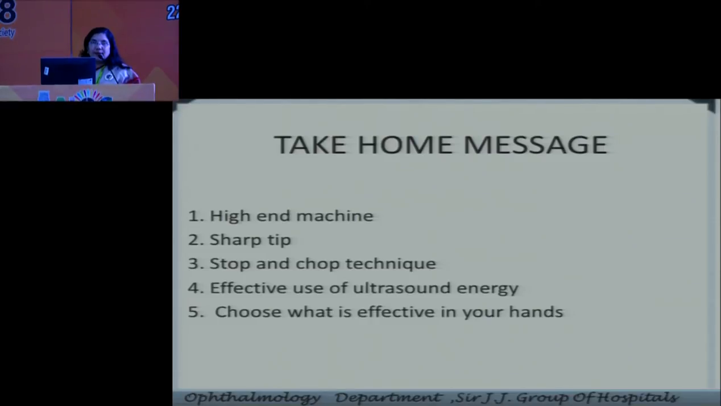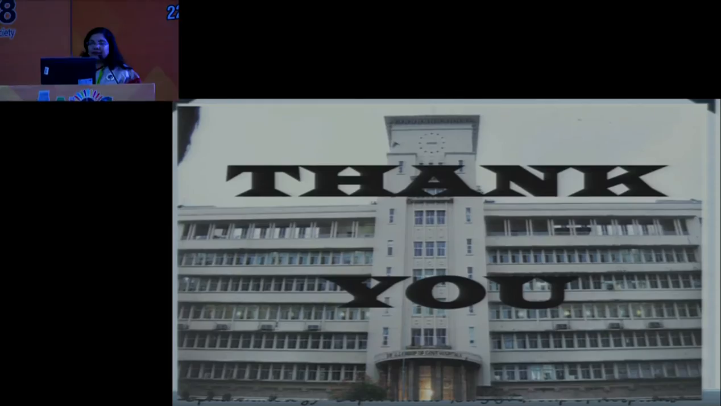Use the stop and chop technique because the Nagahara's technique may not work. Use ultrasound energy effectively, that is, use a good phaco power, and choose what is effective in your hands, what is best in your hands, for the best results in patients. Thank you so much.